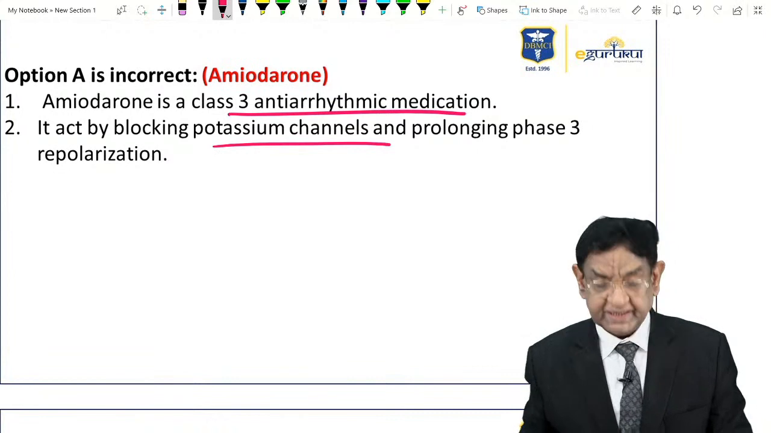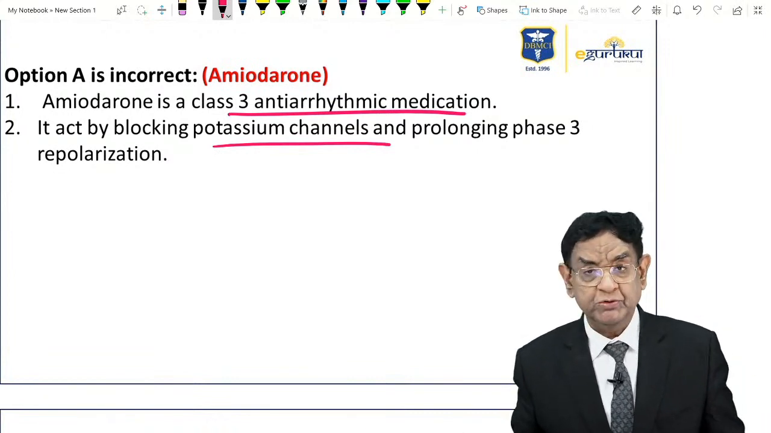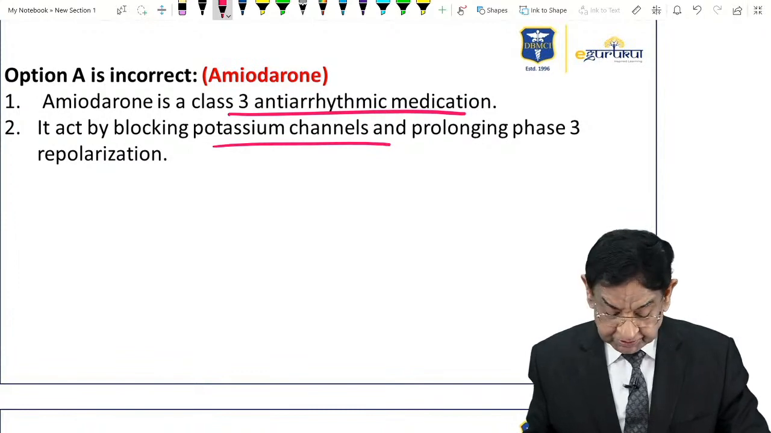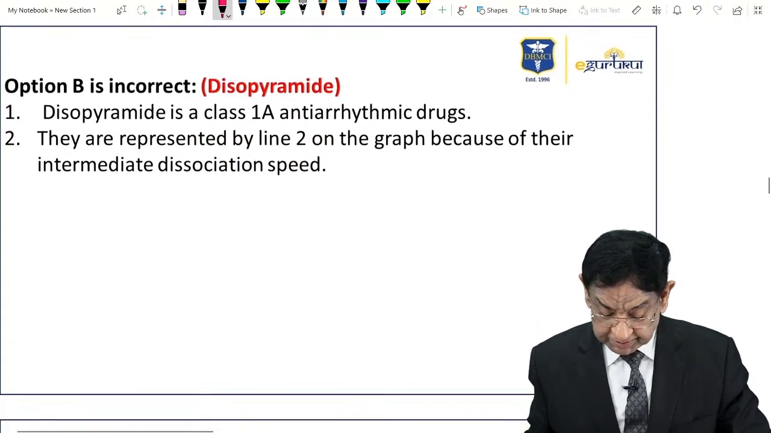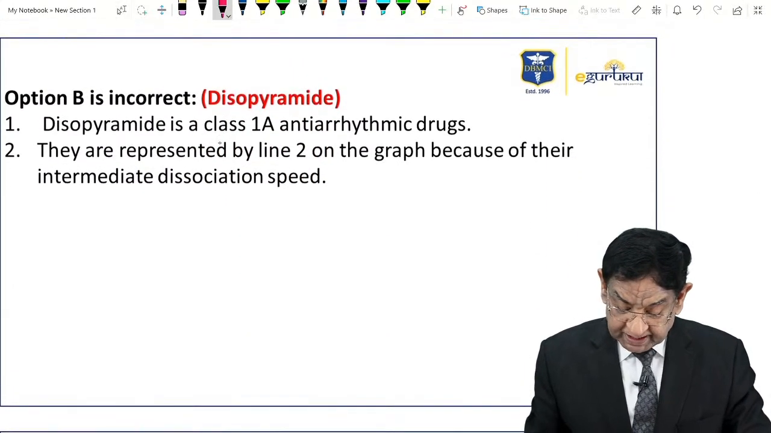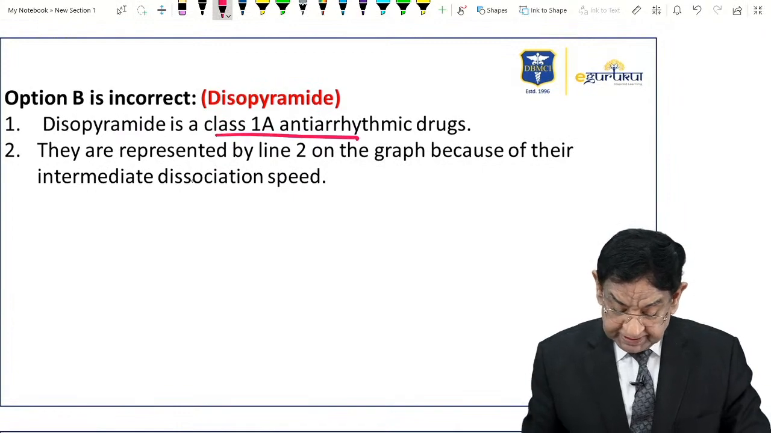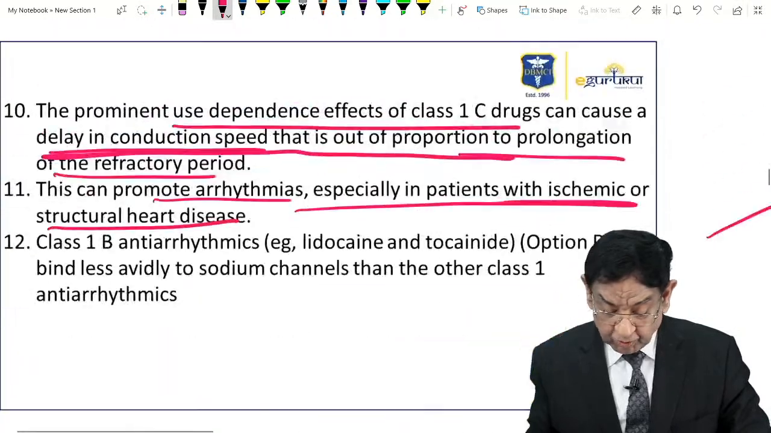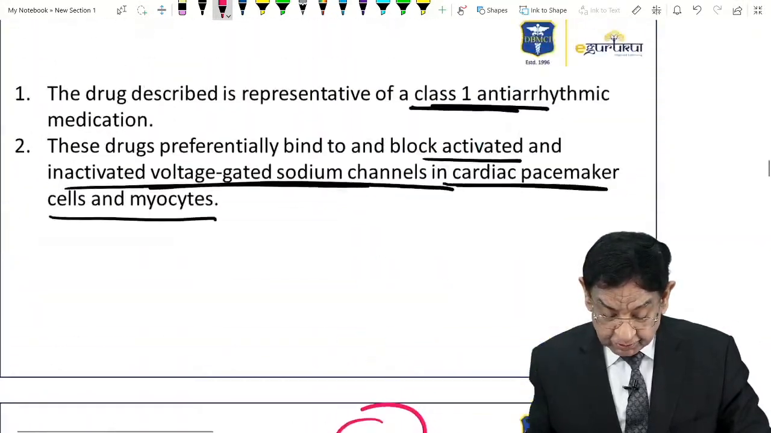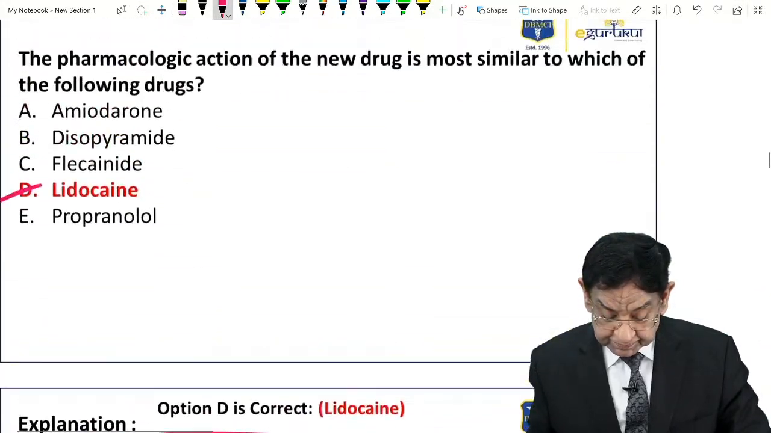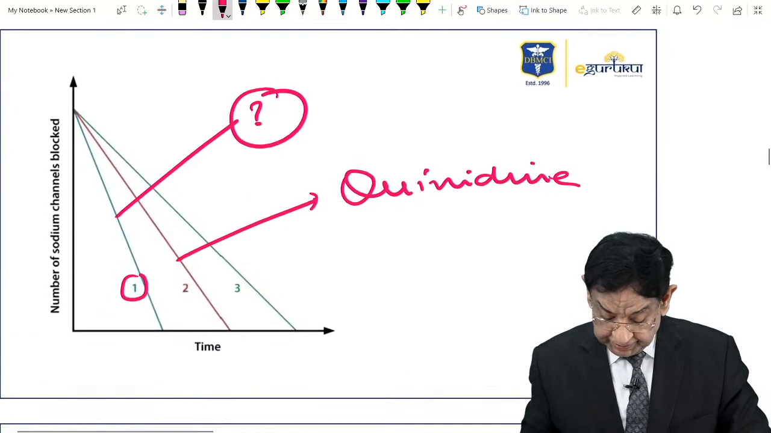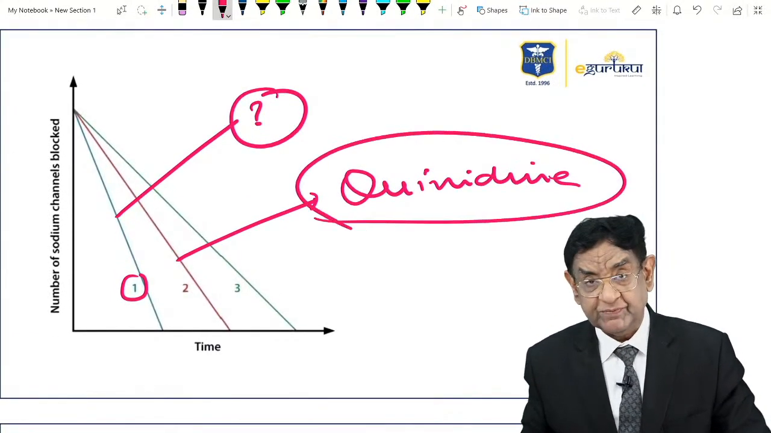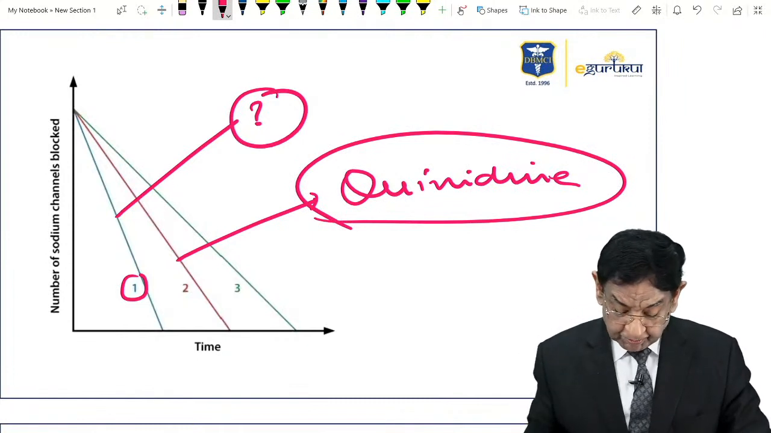Class 3 drug acts on the potassium channel, about which I am going to discuss a little later on. It has got nothing to do with what we are talking about. Disopyramide is a class 1A drug. It represents line 2 on the graph. Again we go back, line 2 is quinidine. Line 1 is what we talk about.